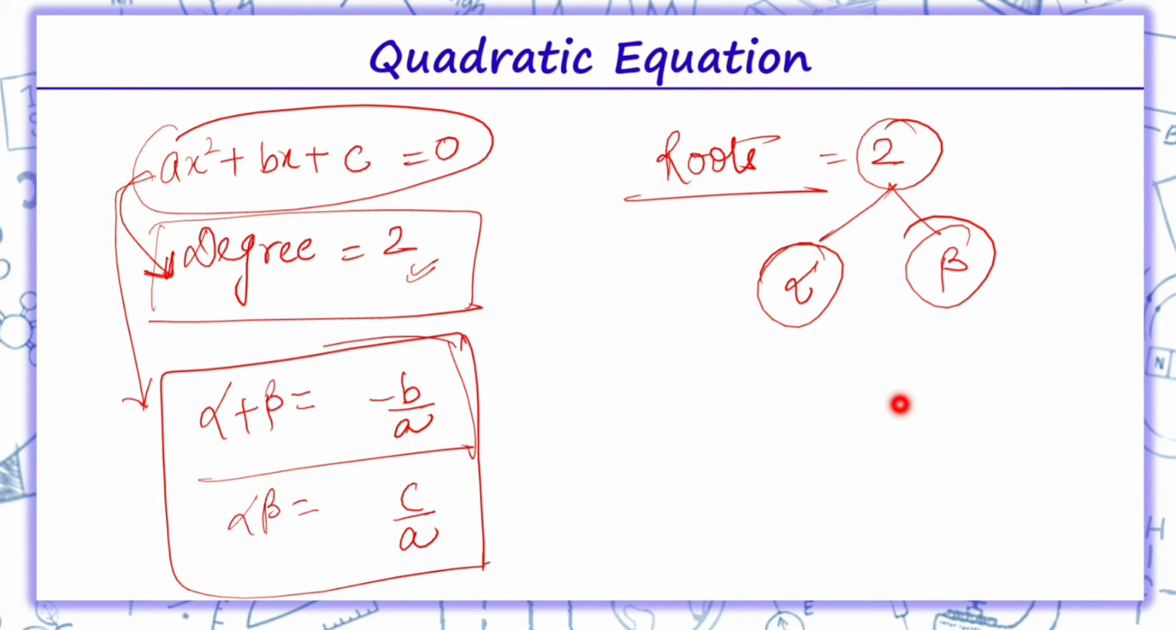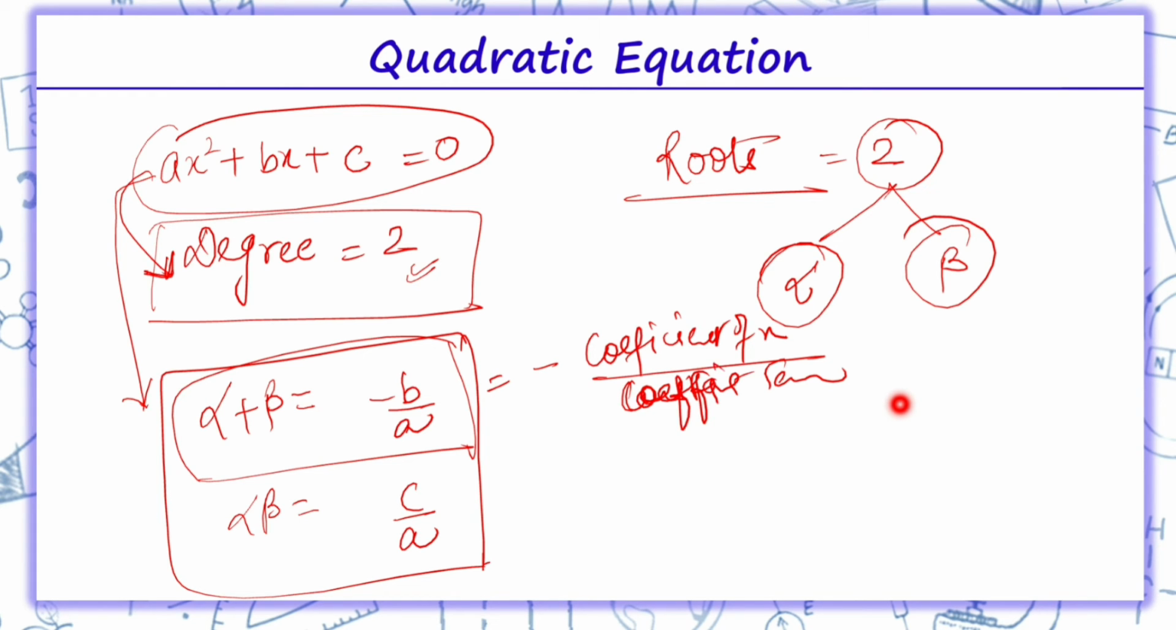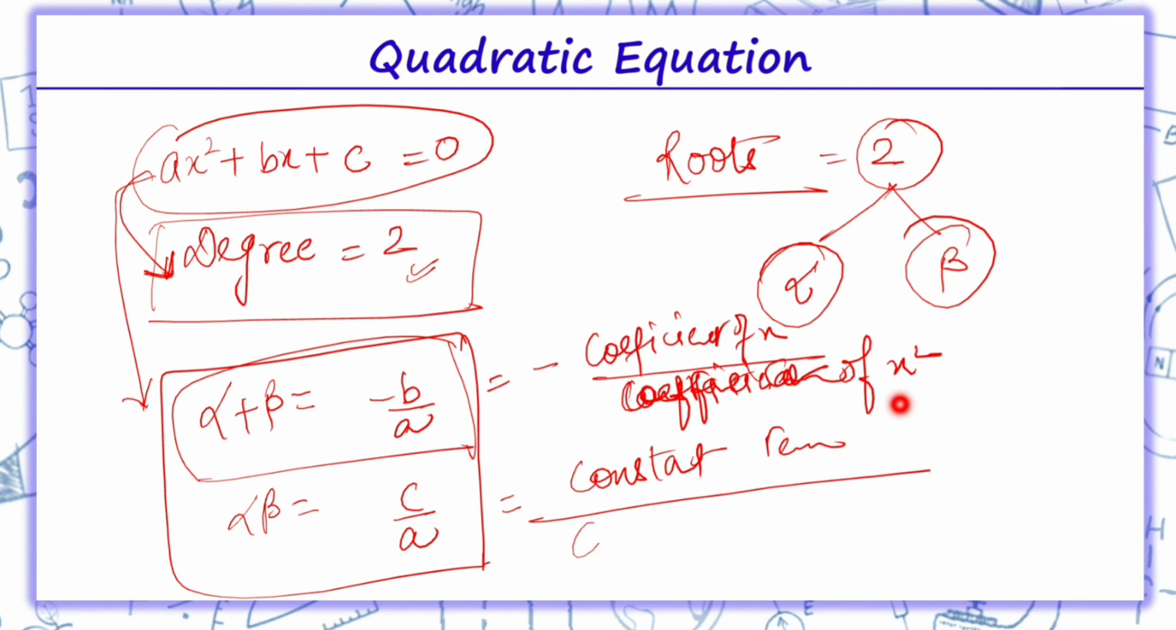So, the sum of the roots is -b/a. In other words, we can say minus the coefficient of x upon the coefficient of x². And alpha into beta, that is the product of roots, is c/a. It will become the constant term upon the coefficient of x².